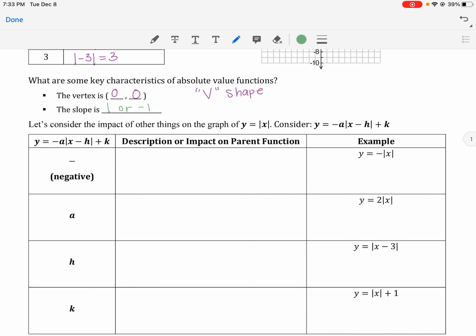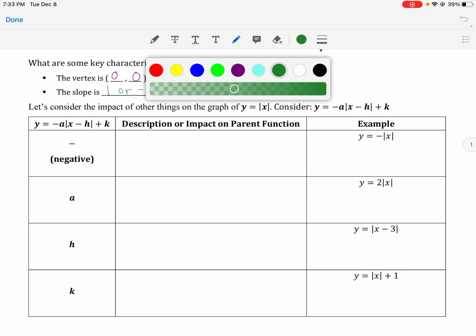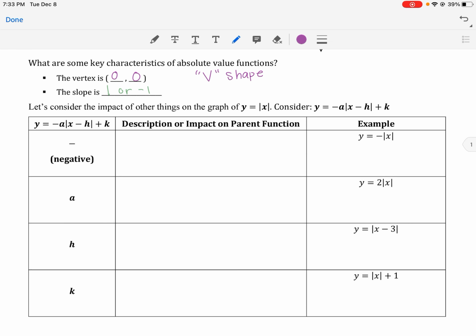Today we're going to look at how transformations impact the absolute value function. So let's see what we remember. If you negate the function, so you have y equals just a negative absolute value of x, think about that. That changes all your y values. So that reflects over the x-axis.